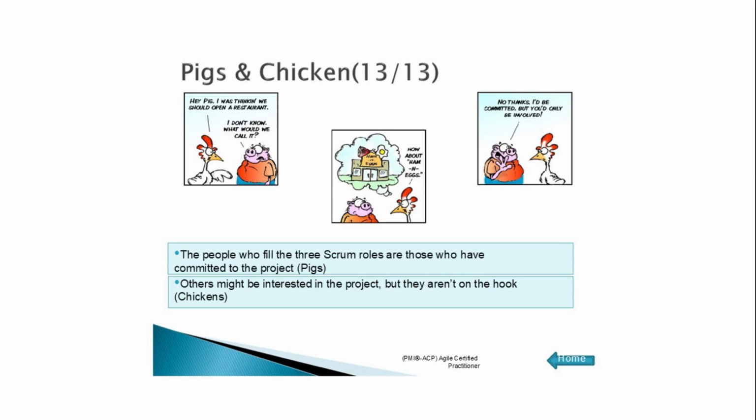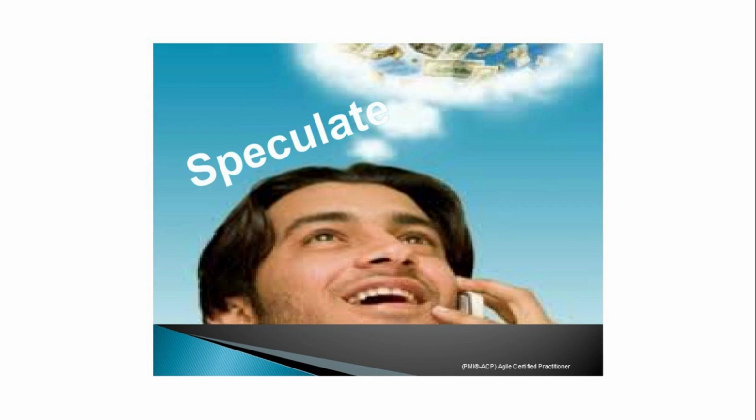In Scrum, the roles of pigs and chickens illustrate commitment levels. Pigs are fully committed to the project, while chickens are involved but not accountable. Speculation is a part of the agile process where teams brainstorm and explore possibilities, helping to shape the direction of the project.